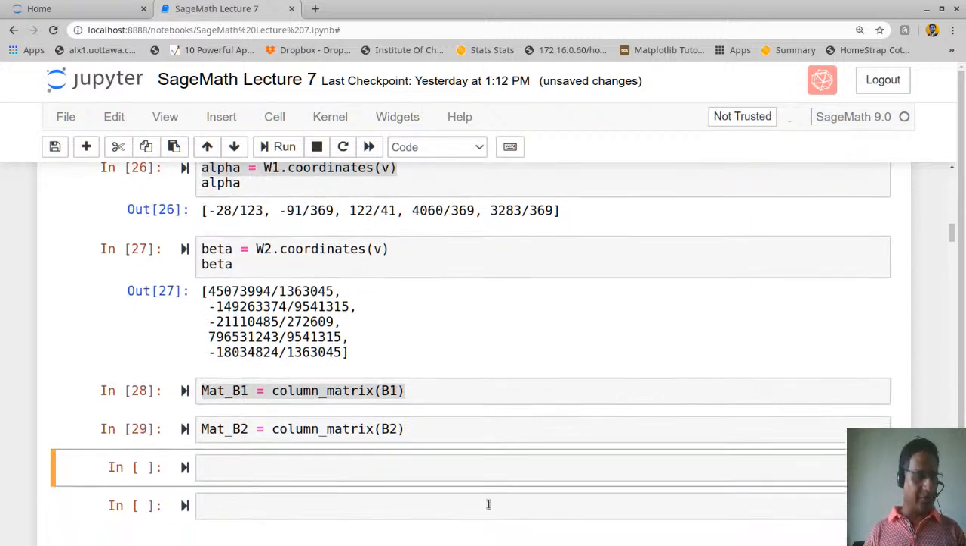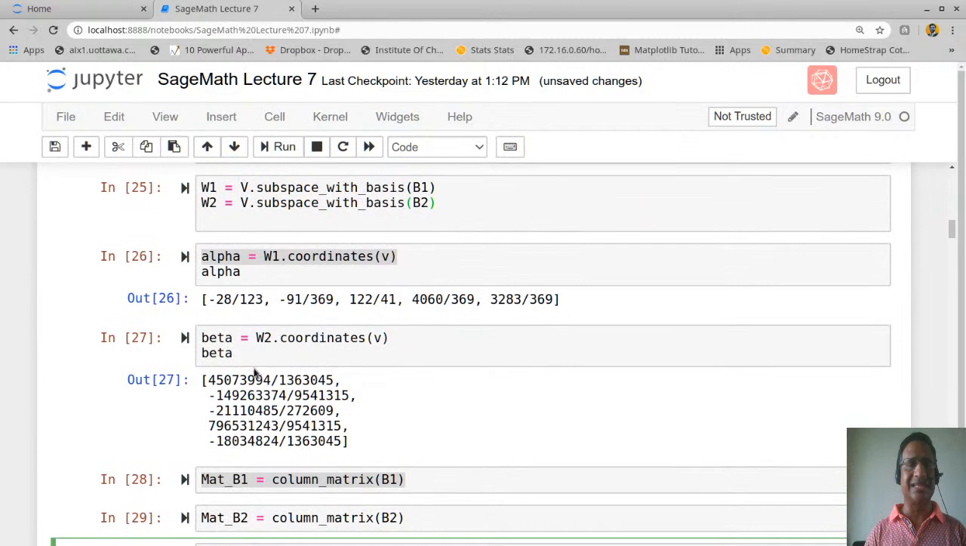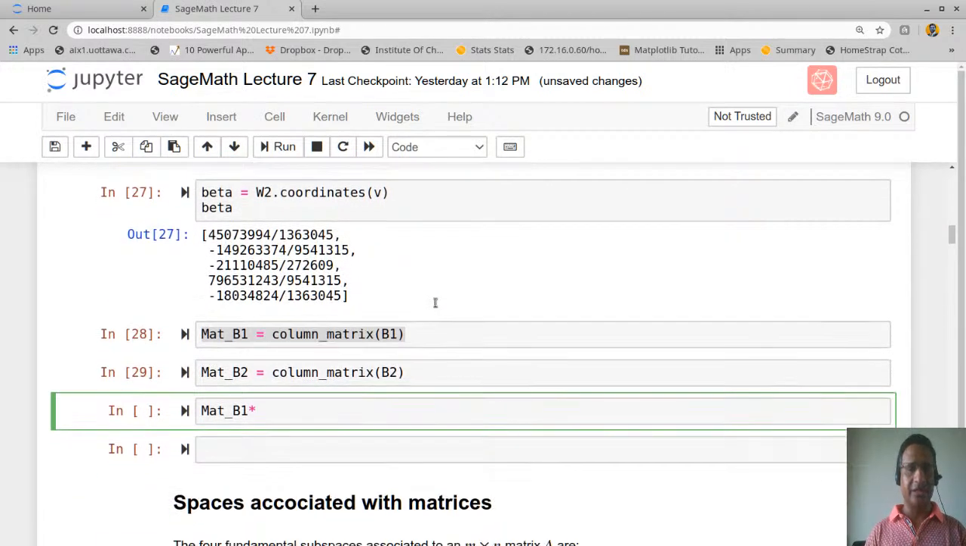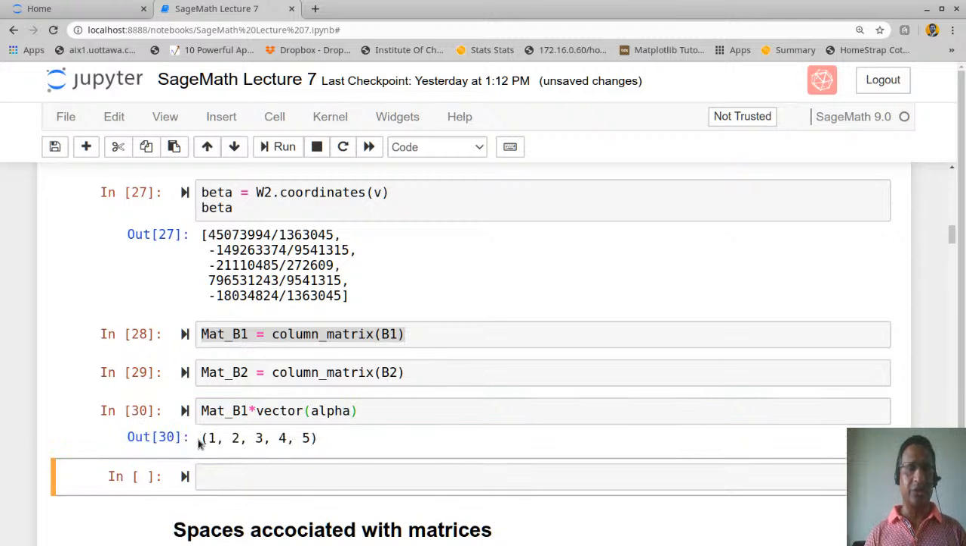Okay, now what will be alpha? Actually, how do you get alpha? If you solve, let us say, mat b1 times x is equal to v, you get alpha. So therefore you can just check that mat b1 times alpha. Alpha, you can see here, is a list. I have to think of that as a vector. So let me call that vector alpha. This should be equal to v, and that is what you can see here.